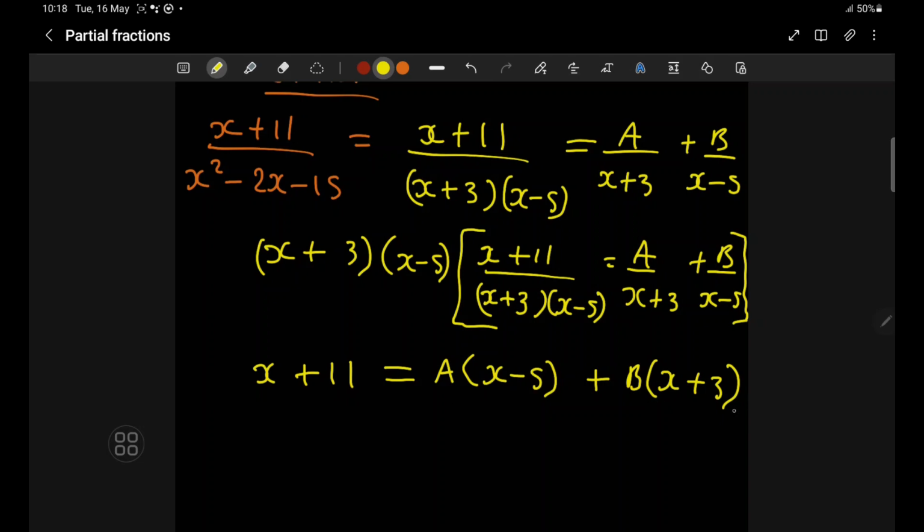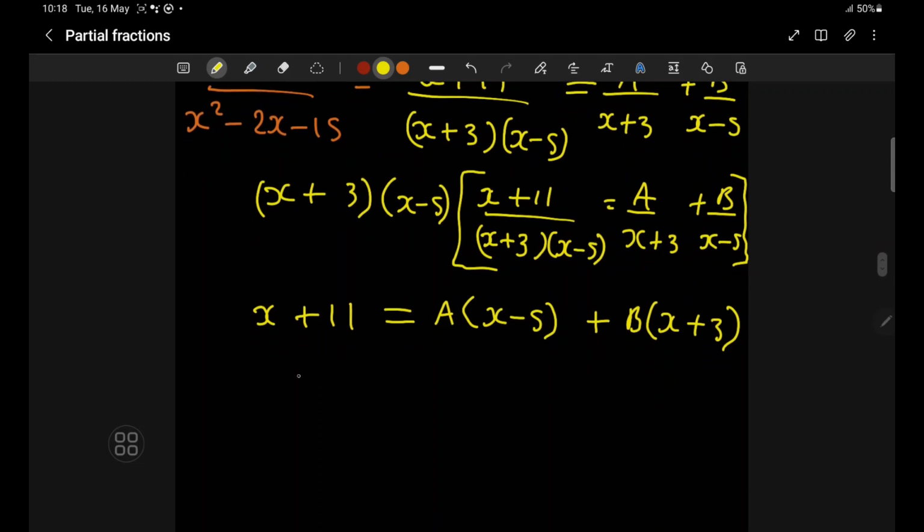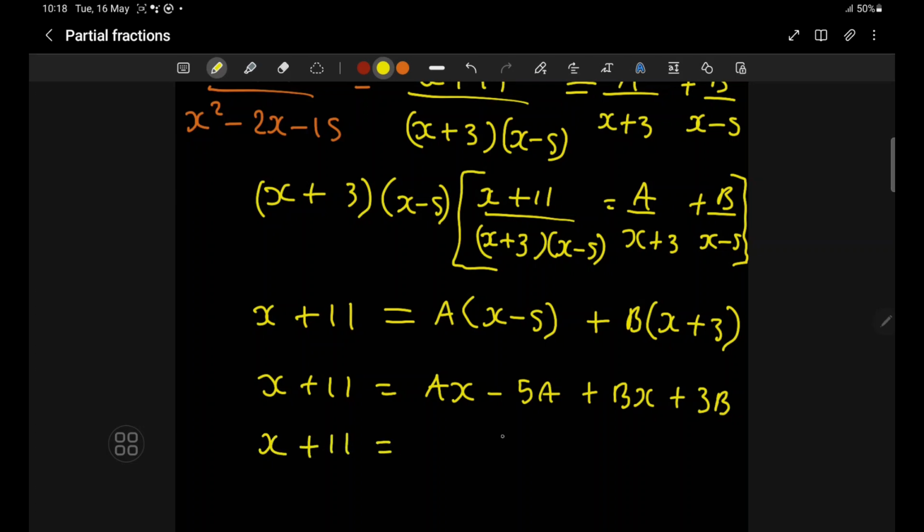From here, we can expand the expressions that we have. So we have ax minus 5a plus bx plus 3b. Then we can collect like terms on the right hand side. Variables with x, we're having a plus b with x, then plus, okay, let's start with the one with a.